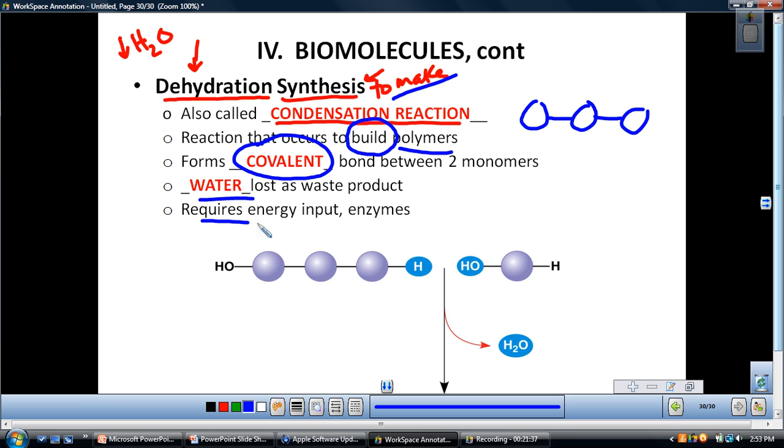This does require an energy input, so when this happens in our body, we are going to have to use some ATP for energy for this to happen, and it's going to be facilitated and triggered by tons of enzymes. You have enzymes in your body that will help make this process happen a lot faster.